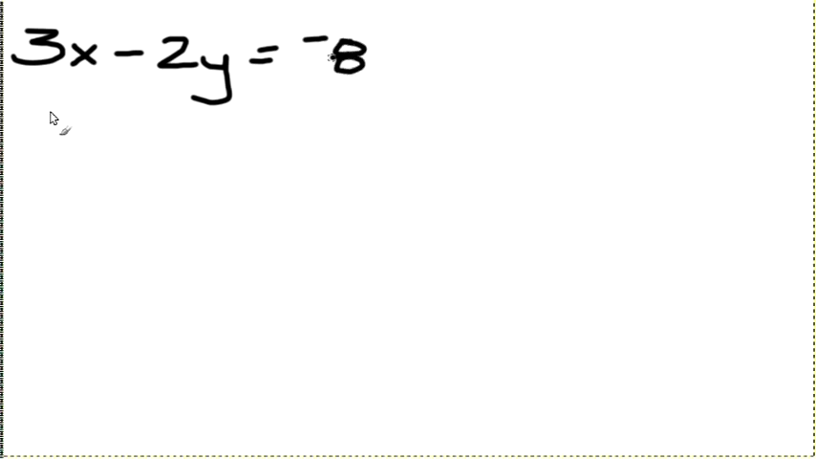So we have 3x minus 2y is equal to negative 8, and x plus 5y is equal to 3.